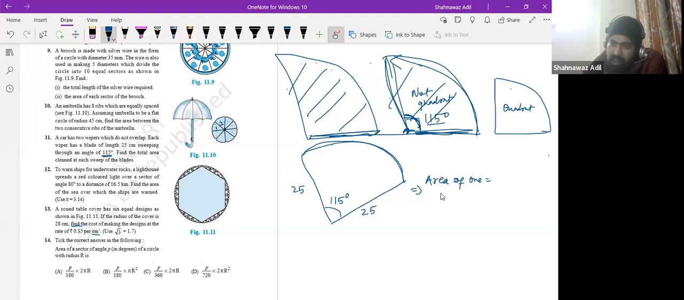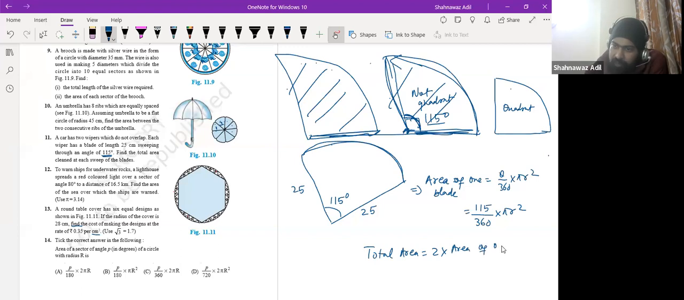So area of one sweep, that is one blade, would be how much? Theta by 360 into pi r square. This is 115 by 360 into pi r square. So total area would be how much? Total area would be 2 into area of 1. This would be 2 into 115 by 360, and then pi, which is 22 by 7. R is 25 and 25. So how much is this?